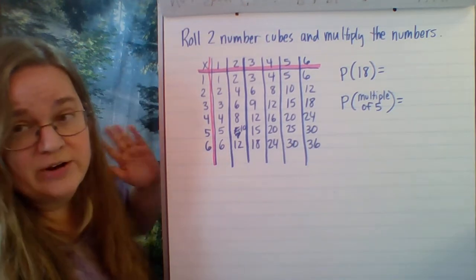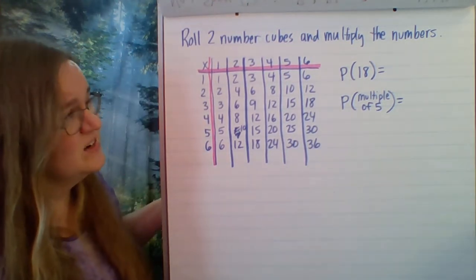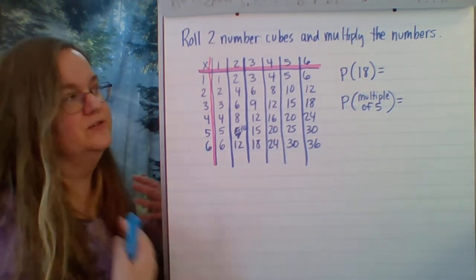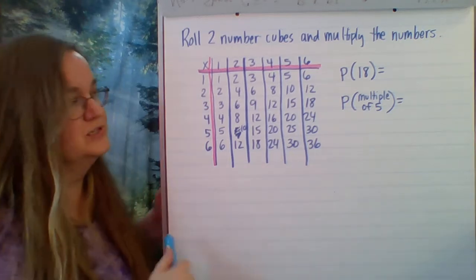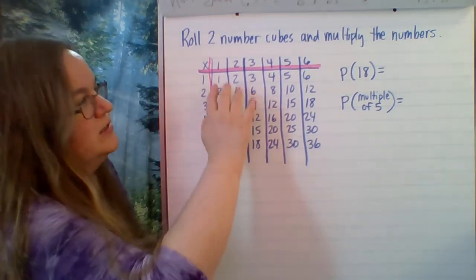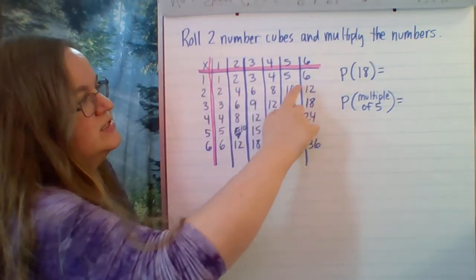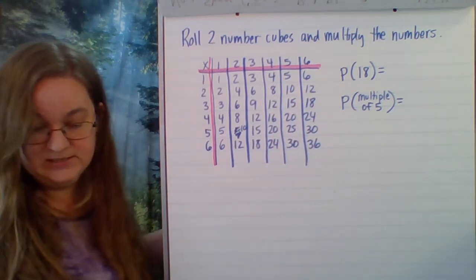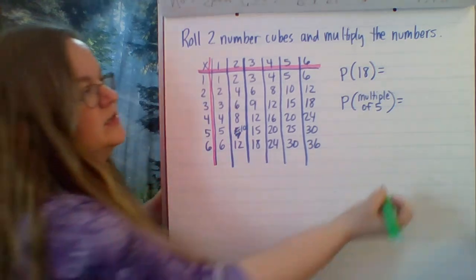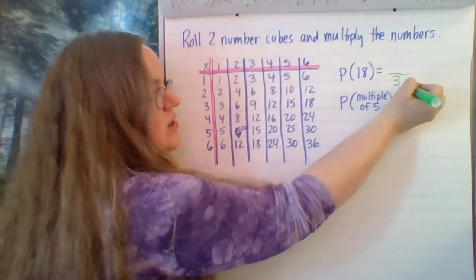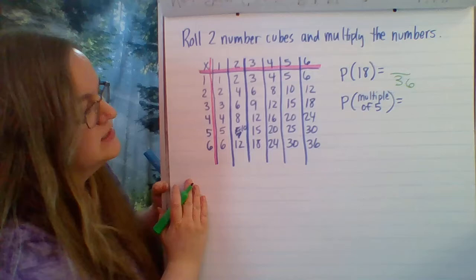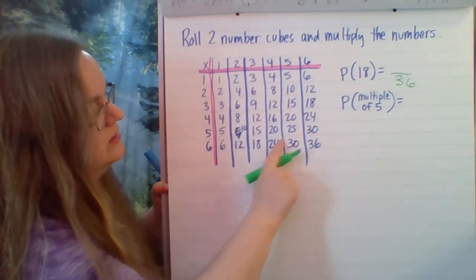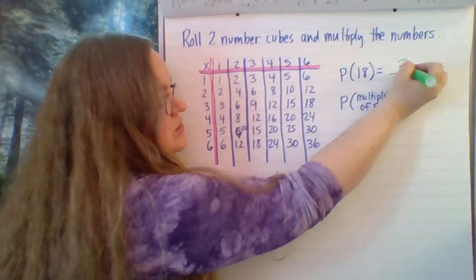Could you make a tree diagram? Absolutely. But this kind of question, to me, I find it easier to look at a table for this. And again, I only have 2 possibilities, so it's real easy to do. So if I look, I've got 6 in each row and 6 rows, so that's 36 different possibilities. Okay, and so my probability, the denominator is going to be 36. How many of those are 18? Well, if I look, I've got an 18 here and an 18 here, so only 2 of them.